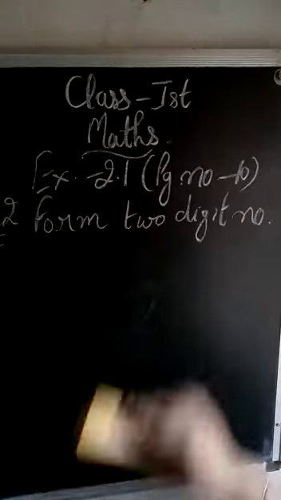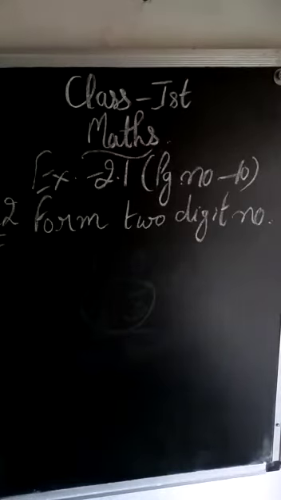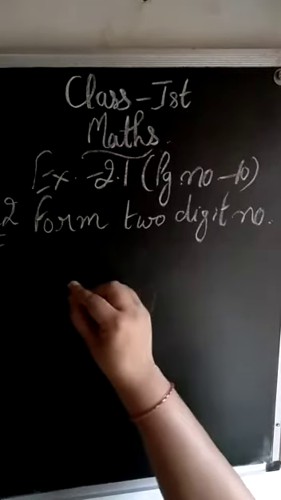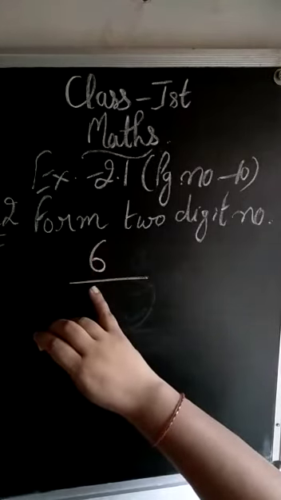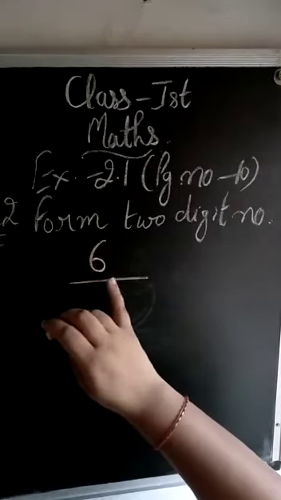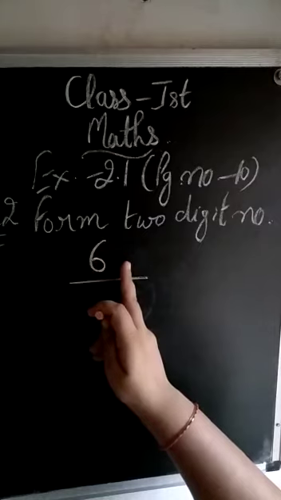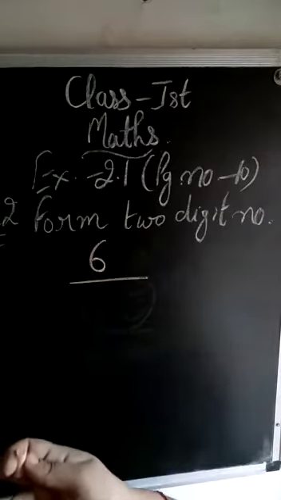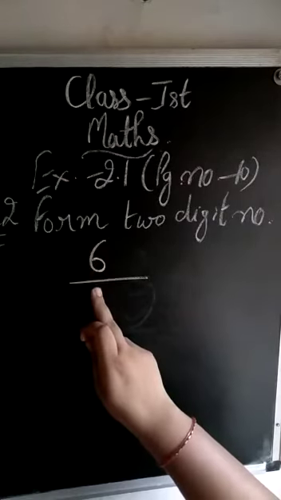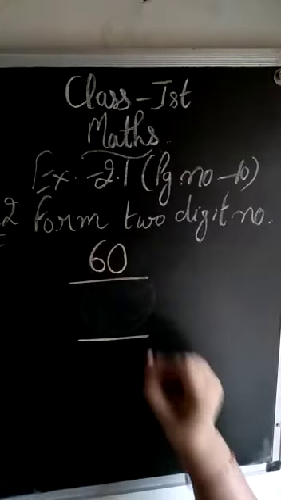Now similarly we will fill the next given sums. The second sum is the digit 6 is in tens place, and in ones place 0. Now I have written the tens place number at first. Why? Because I know the tens place digit must be on the left hand side and the ones place digit must be on the right hand side. So we have the number 6 at tens place and 0 at ones place. That means our number is 60.